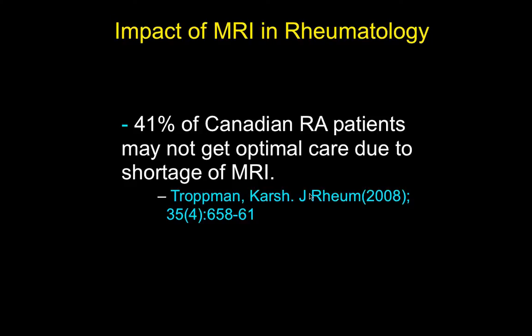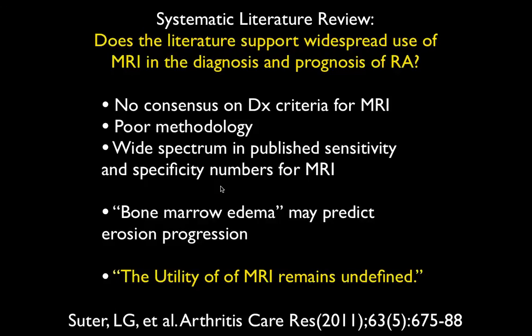There was a study in J Rheumatology in 2008, which claimed that 41% of patients in Canada may not get optimal care because of the shortage of MRI scanners in Canada, that rheumatoids were put at the bottom of the list of who was able to get MRI in Canada, and they felt that when they extrapolated that back to patients in Canada, that was leading to under-treatment of almost half of all Canadian patients with rheumatoid arthritis.